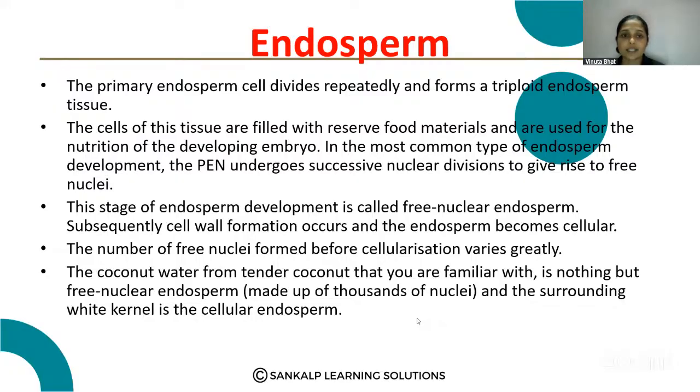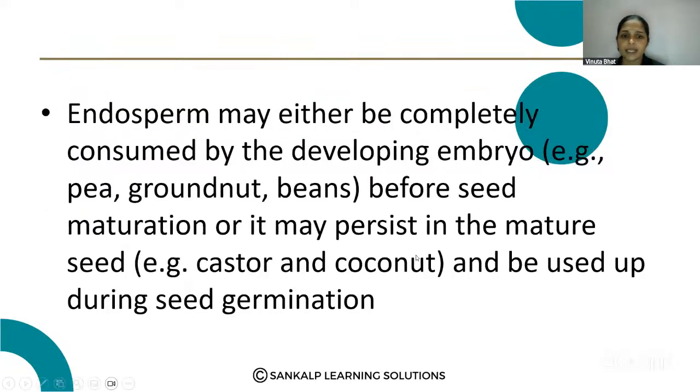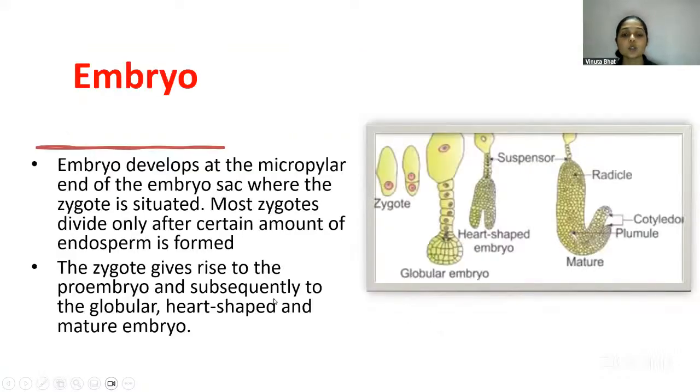Okay. For example, in the case of castor and coconut, endosperm is present. But in the case of peanut, pea, and groundnut, endosperm is completely consumed by the embryo. So that is called the non-endospermic seeds.